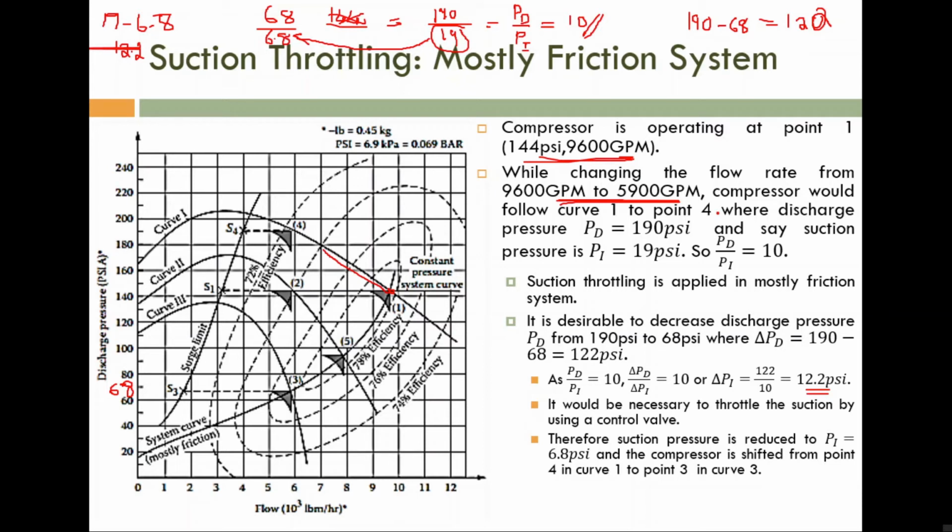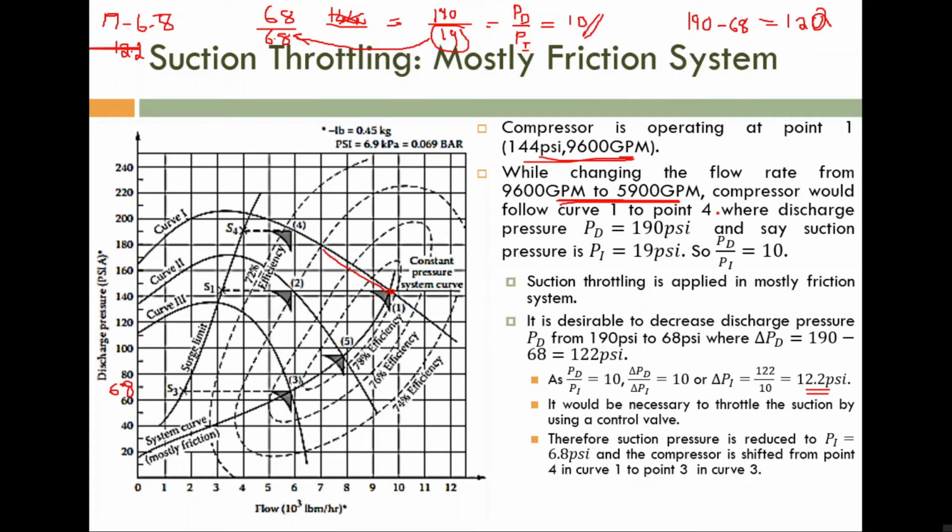So please note the difference. If we want a constant pressure, then we need to reduce the discharge pressure from 190 to 144, because we want to maintain the pressure at 144 psi. So for that purpose, what are we reducing? We are reducing the suction pressure from 19 psi to 14.4 psi. So the reduction in suction pressure required is 19 minus 14.4, that is 4.6 psi.